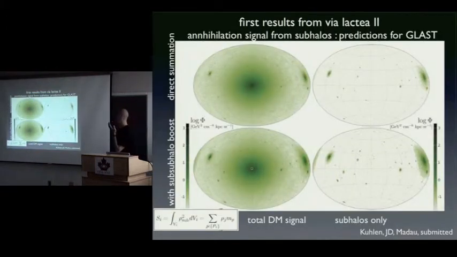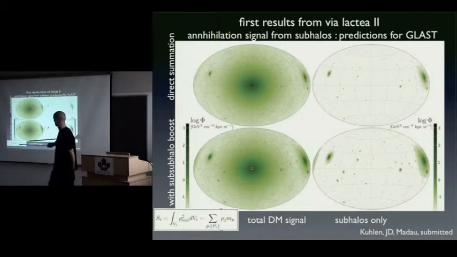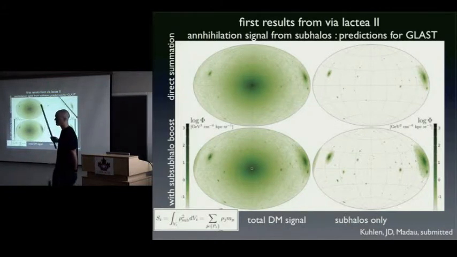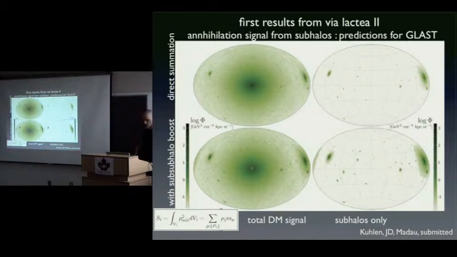Now, we've used the simulation to make predictions for GLAST, for what subhalos could be detectable in gamma rays. So again, we just have to integrate over the density squared times the volume. And these are all sky maps for observers located at 8 kiloparsecs from the galactic center. The one on the top is just a direct summation over the structures that we resolve in the simulation.